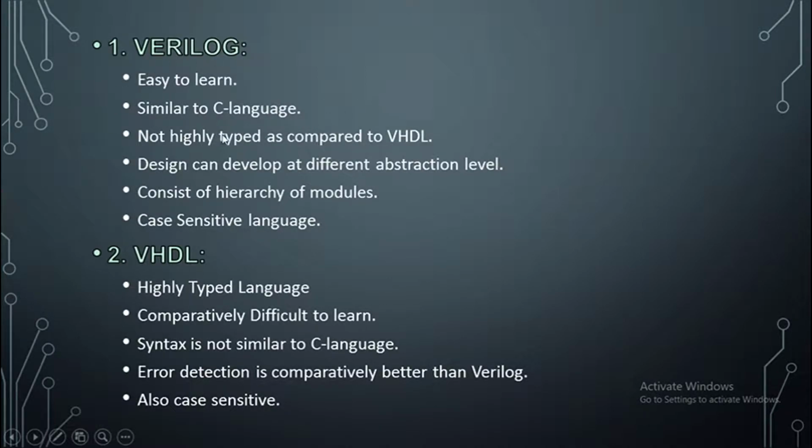These are the main points of Verilog and VHDL. Verilog is easy to learn. It is similar to the C language and not highly typed. That's why we are going to use Verilog in all of our tutorials. We are not going to use VHDL because it is comparatively difficult to learn, its syntax is not similar to the C language, and it is a highly typed language. That's why we are not going to use this language in our tutorials.